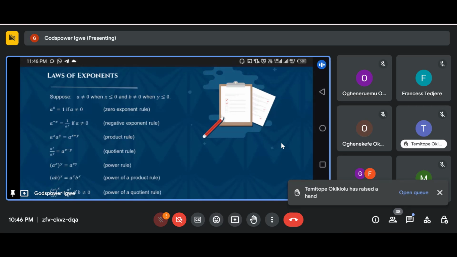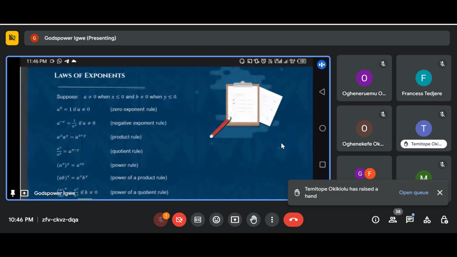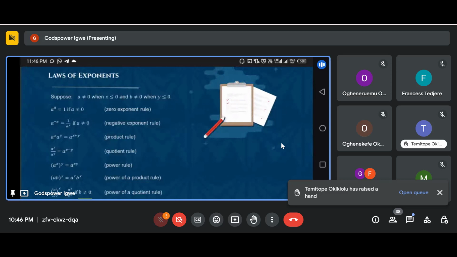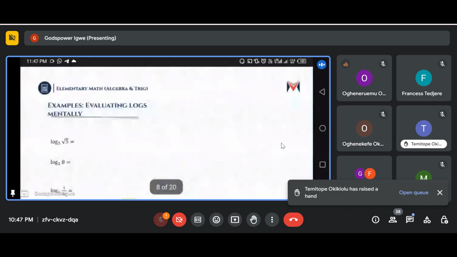I've told you that a raised to power 0 is 1, and a to the minus x is 1 over a raised to power x. So is there anything we've not touched or anything you don't understand here? These are the whole laws of exponents. Is there anything you don't understand? Everybody understands. So the last topic is logarithm, and then examples.